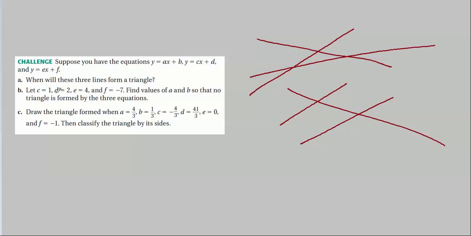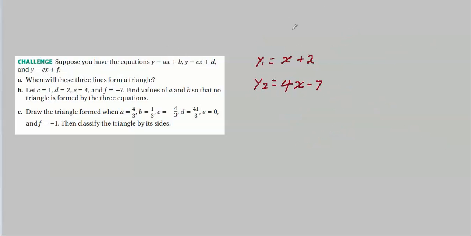What else? Well, we're going to let these variables equal these numbers and see what happens. Okay. In here, they give us some actual numbers for these variables up here. And I went ahead and drew them in. We've got y1 would be x plus 2 based on c equals 1 and d equals 2. Over here we got 4x minus 7 based on e equals 4, f equals minus 7. And what they want is values of a and b so that no triangle is formed by the three equations. Now, they don't say find the values of a and b. These values are not going to be unique.